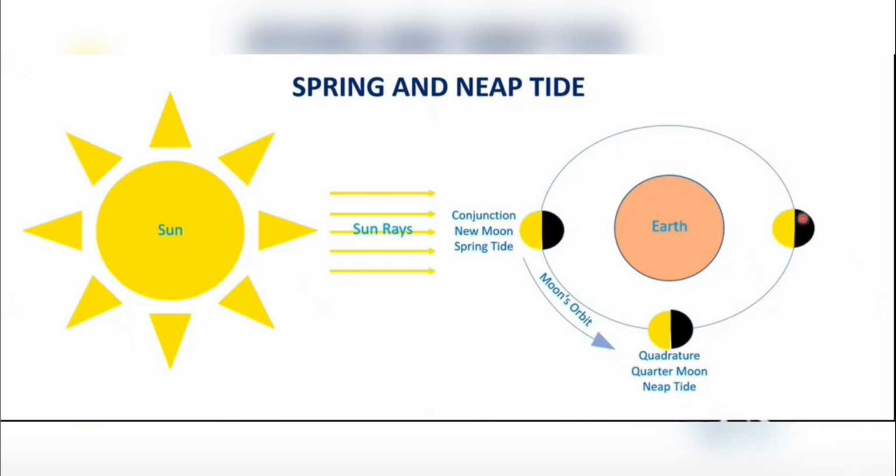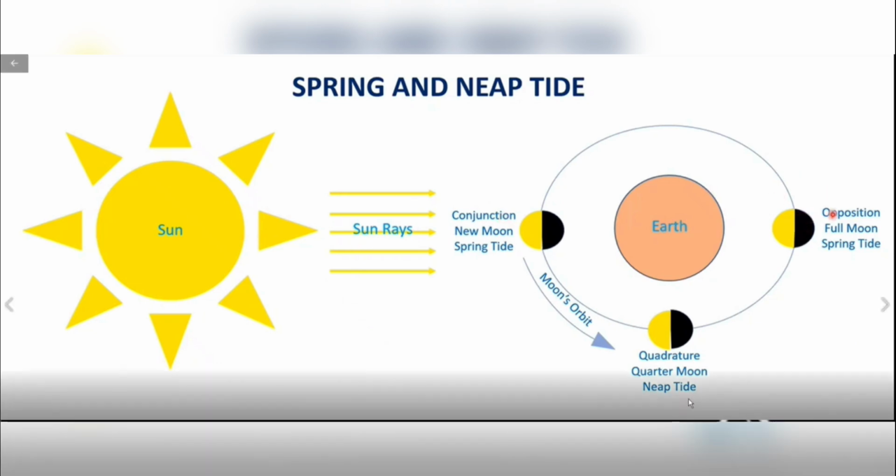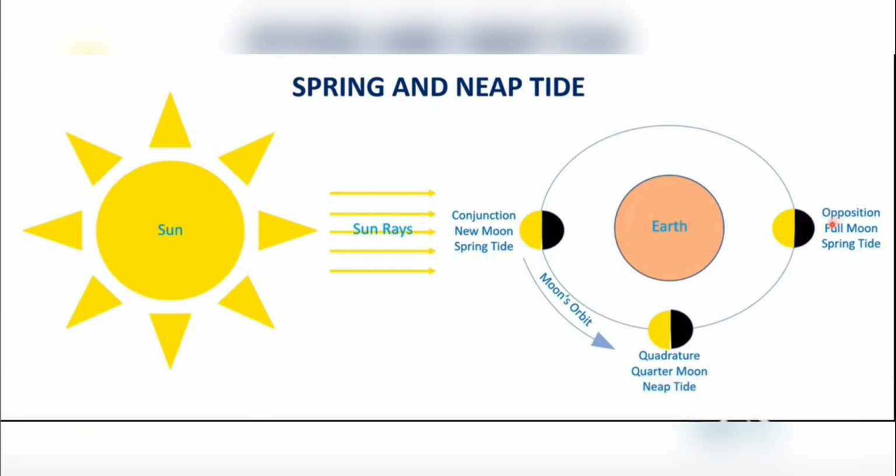Then the moon reaches opposition. The entire illuminated face is towards the earth. We have the condition for full moon, and it's again a condition for spring tide. Why? Because from the earth, the sun and moon are in a straight line, though they are in opposite directions. So opposition, full moon, spring tide.